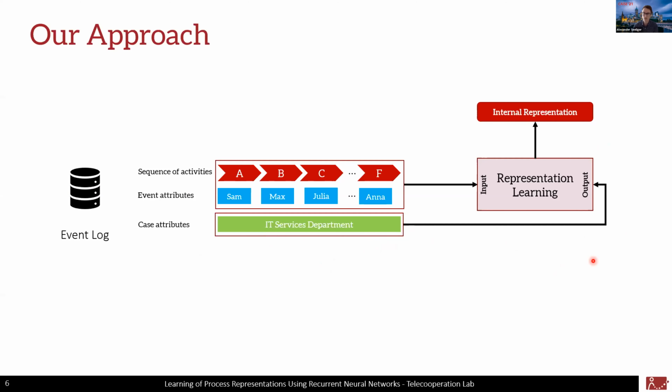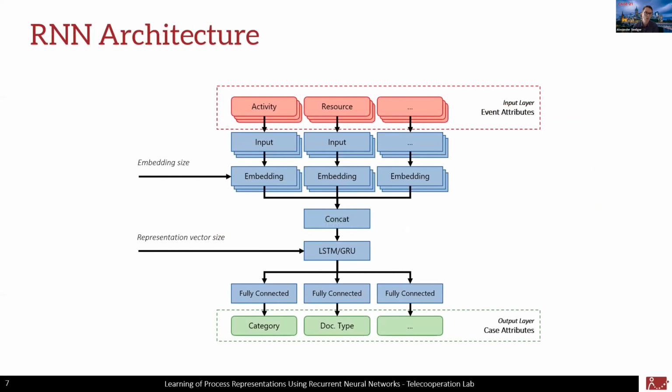So what does it really do? Well, it tries to compress all this information into a single representation. We force the network to actually learn all this detailed information, and it tries to compress it such that it can understand the dependencies between the sequence of activities, the event attributes, as well as the case attributes. And then we can just pick up the internal state of our recurrent neural network as our representation for each of the cases. So let me just open up the right-hand side box to get a little bit more detail of how our network architecture looks like.